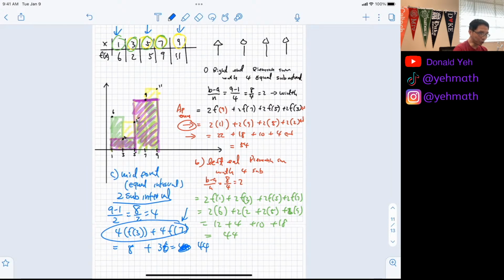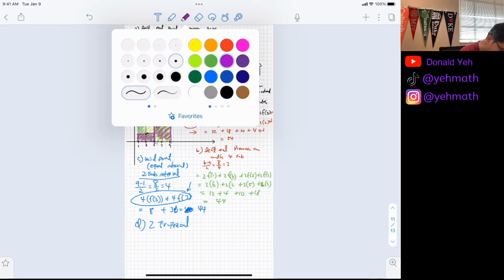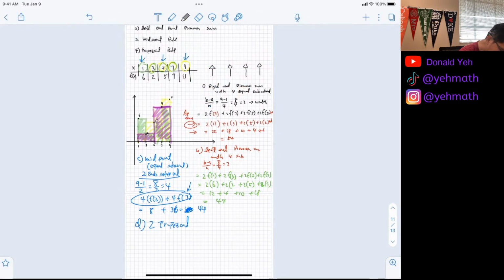Now let's talk about trapezoid. Trapezoid rule, you can do it with 4 or you can do it with 2. I'm going to do it with 2. So we're going to do 2 trapezoids. Trapezoid is based on the shape of a trapezoid. So I'm going to use the brown one to represent trapezoid. So it's going to look like this.